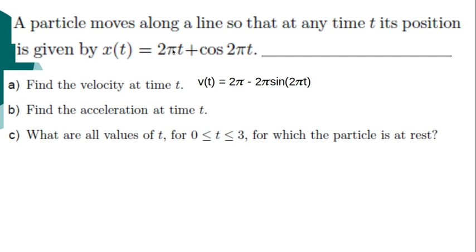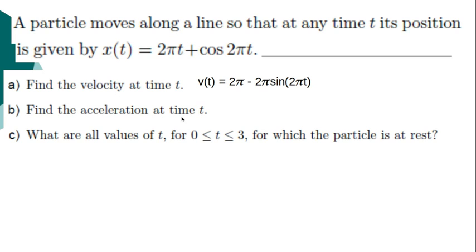So 2 pi is the derivative of the first term. Then minus sine, keep what's inside, and then we multiply by the derivative of the inside. So here's our velocity function, and that's as simplified as it can get. You can factor out a 2 pi if you want, but we can leave it like this as well.